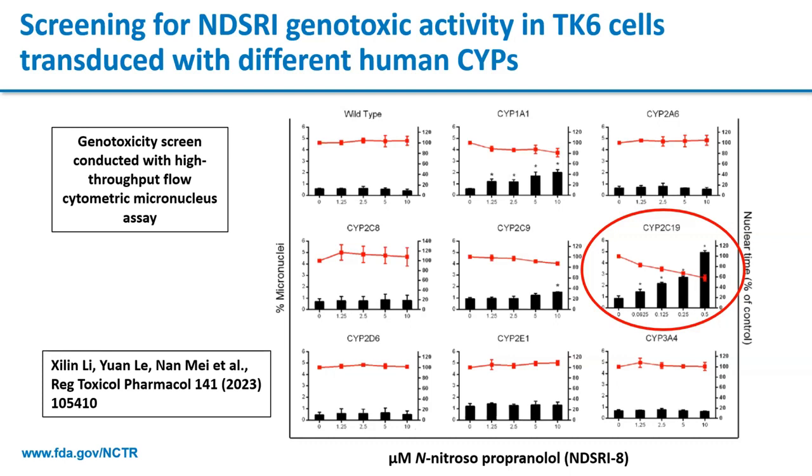All this data is in the paper. One further point that can be made from these data: you will recall that N-nitrosopropanolol was a direct-acting mutagen in the Ames test. Note in the upper left-hand panel in this figure that N-nitrosopropanolol was negative in the non-transduced parental TK6 cell line. So while N-nitrosopropanolol was a direct-acting mutagen in Ames, it was not a direct-acting genotoxicant in human TK6 cells.